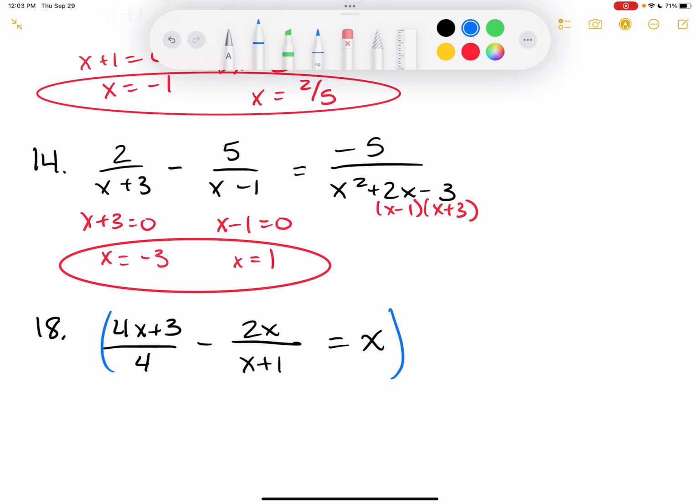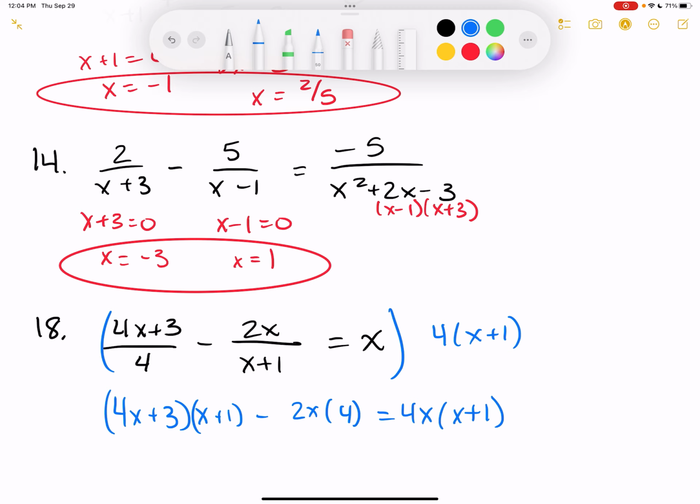I can actually multiply this whole thing by 4 times x plus 1, and it'll get rid of the fractions. That is ultimately what's happening, it just saves you a step this way. So the 4 is going to cancel, so I'm going to have 4x plus 3 times x plus 1 minus, over here the x plus 1s are going to cancel, so 2x times 4 equals x times 4 times x plus 1. And then we just need to multiply everything out.